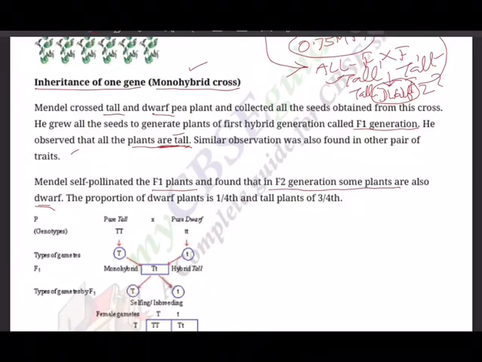And he calculated the percentage or the ratio. How many plants are tall, how many plants are dwarf. So the proportion of dwarf plants was 1/4 and the tall plants were 3/4. That means out of the 4 plants, 3 plants were found to be as tall as the parents, one of the parents of the parental generation. And 1 plant out of the 4 was found to be dwarf.